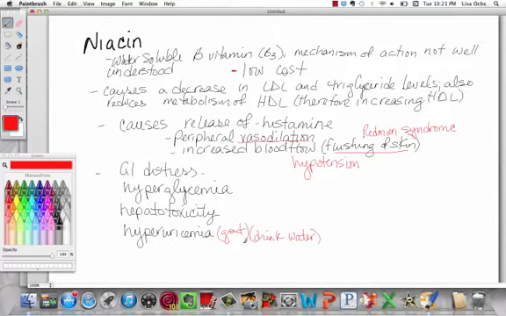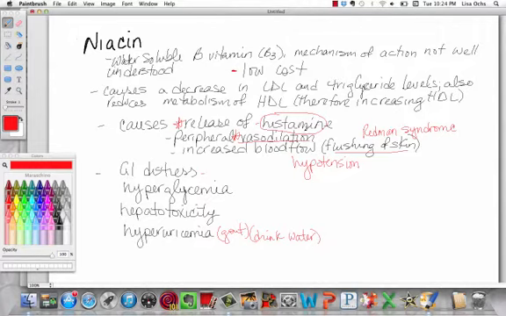And that's really it. There's not a whole lot going on with niacin. The biggest thing to remember with niacin is the fact that there's this release of histamines, and that it's a vasodilator, and that the possibility of hypotension and the increased blood flow and the flushing of the skin is the biggest problem with it. Okay?